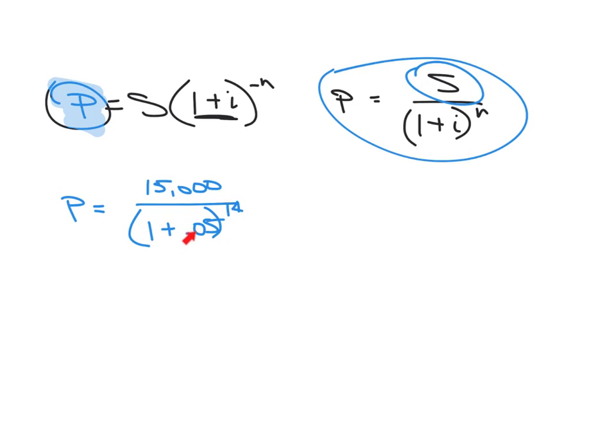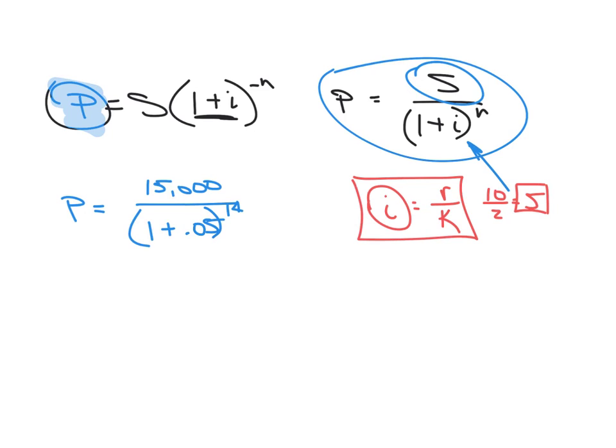All right, so first of all, where in the world did I get 0.05 or 5% when I was talking about 10%? All right, so one of the things that we need to look at is this I value. I equals the interest rate over the number of times it's compounded per year. So in this case, the interest rate is 10%, but it's done twice a year, so that is 5. So that's where the 5% came from. I is equal to R over K. Make sure that you remember that.